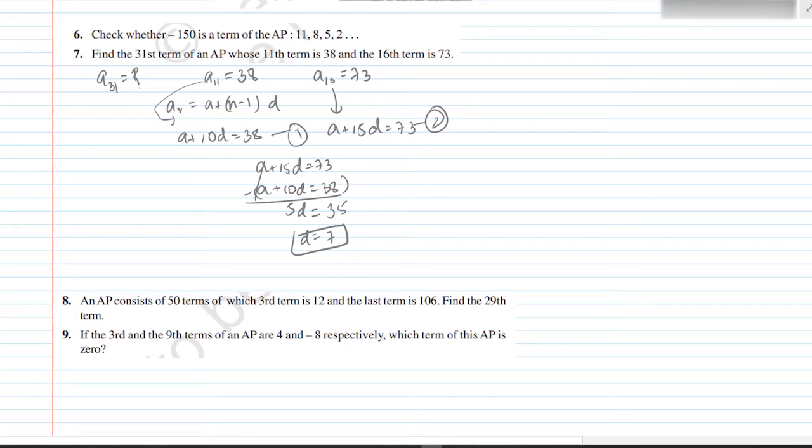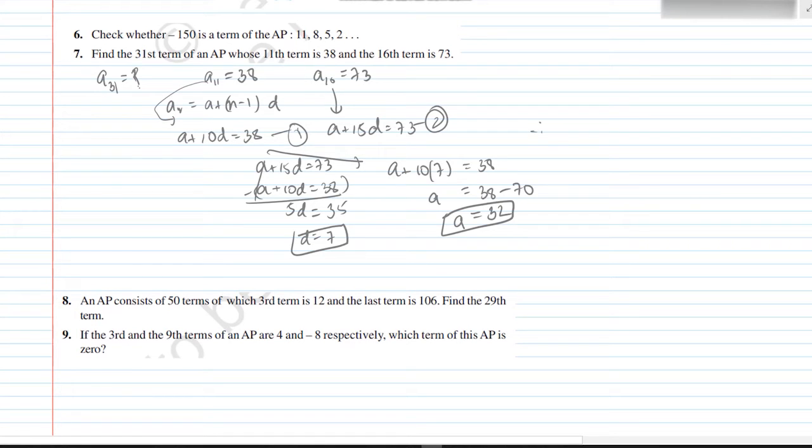Fine. Substituting the d value in the first equation, a plus 10 into 7 is equal to 38. So a is equal to 38 minus 70. So 35 minus 3 is 32. So a is 32.